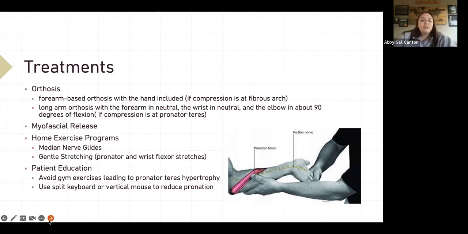And patient education to avoid gym exercise leading to pronator teres hypertrophy is also very important, as well as patient education on better ergonomics at their desk, including use of a split keyboard or a vertical mouse, to reduce pronation, which would also be a very useful treatment in pronator teres syndrome.